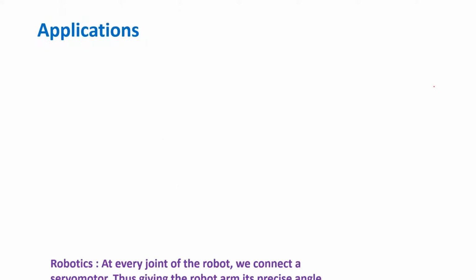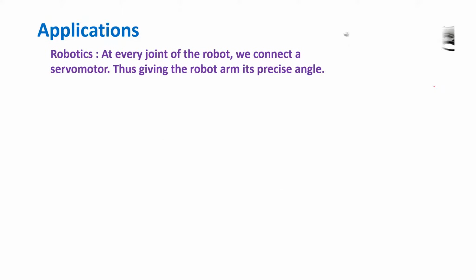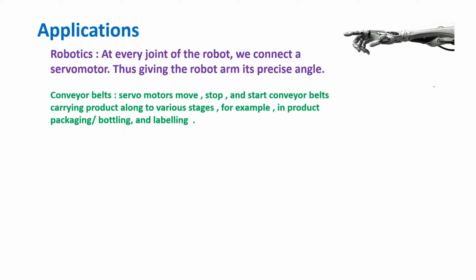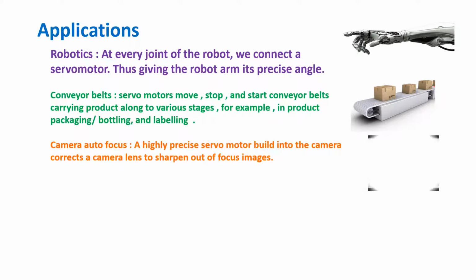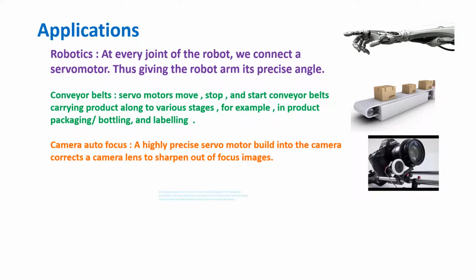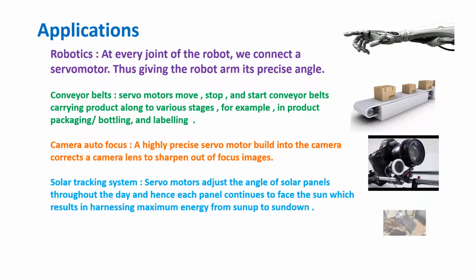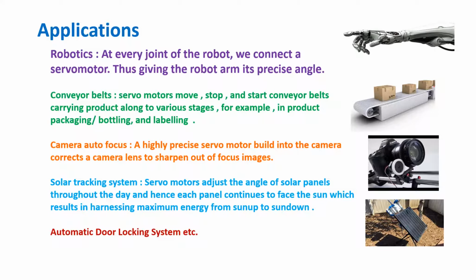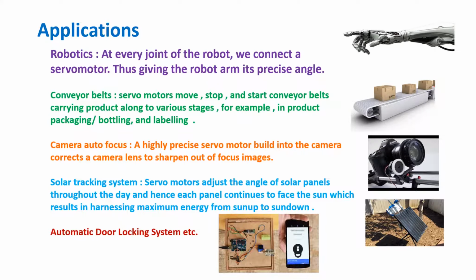Now let's come to the applications. Servo motors are used in robotics. At every joint of the robot we connect a servo motor, to provide a precise angle. They are also used in conveyor belts where a huge amount of packaging and labeling is required. For a camera's autofocus, we use servo motors to control it. They are used in solar tracking systems and in automatic door locking systems as well. Apart from this, there are several other applications.